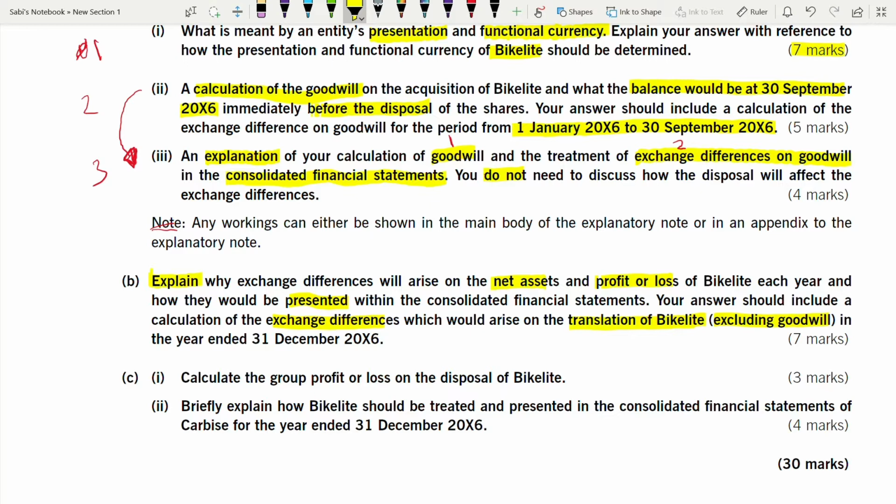Excluding goodwill. The goodwill which you have calculated in part A is not included here. Exclude it and take it in the year ended 31st December 2006, 7 marks.